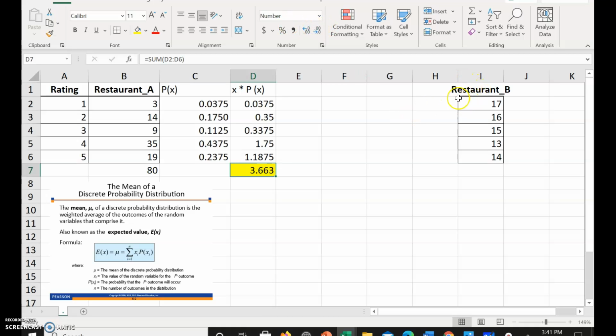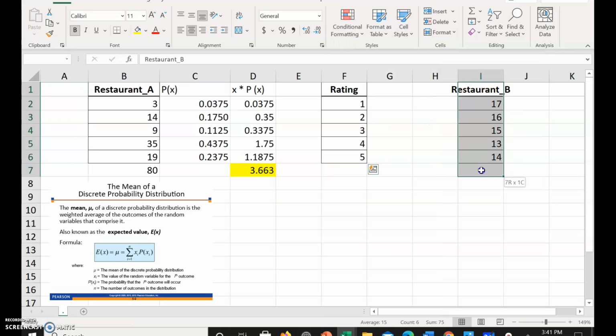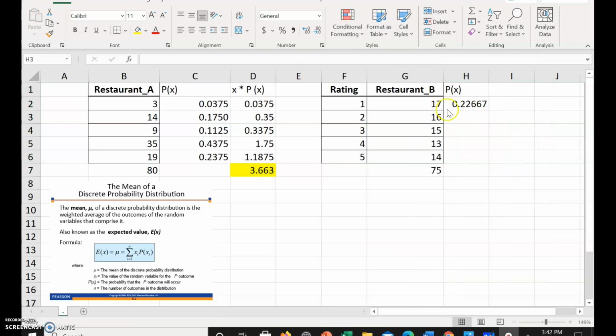Now I'm going to do the same thing with restaurant B, and I'm going to calculate this. I'm going to pause it and I'm going to calculate it, and I want you to try to calculate it. Pause it and try to calculate it on your own, and then check it with mine. So the first thing you need to do is sum your frequencies and then get the relative frequency, which is the same thing as the probability. So divide each one of these by 75.